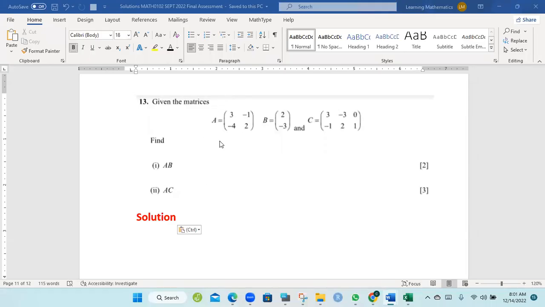Given the matrices A, B, and C, we have to find what is AB. AB is A multiplied by B. So we're going to do matrix multiplication, multiplying matrix A by B.